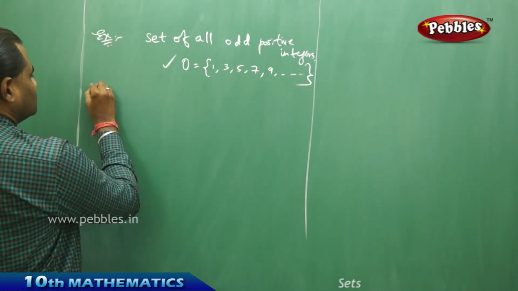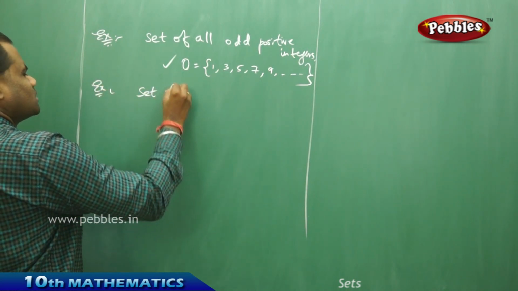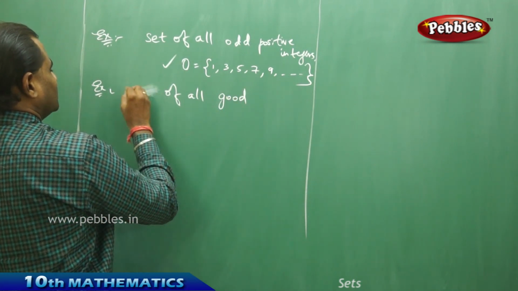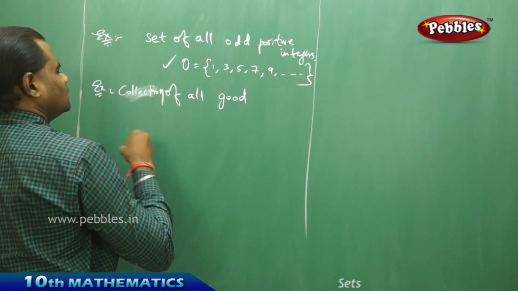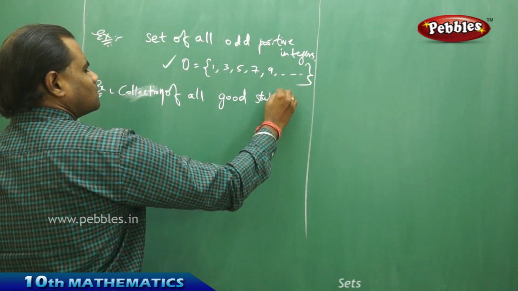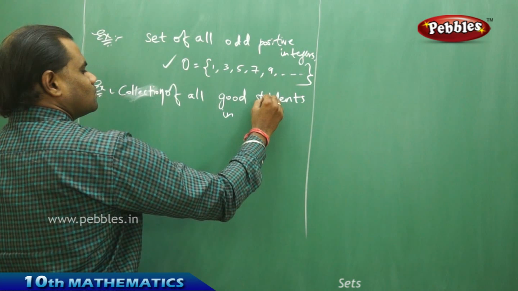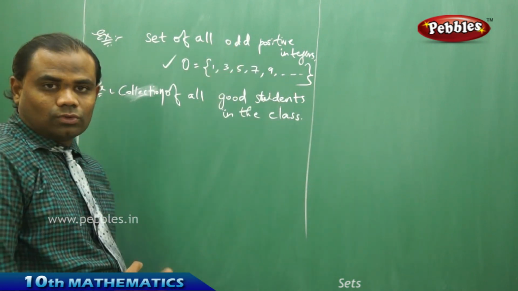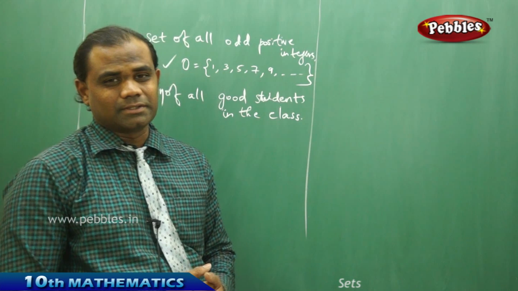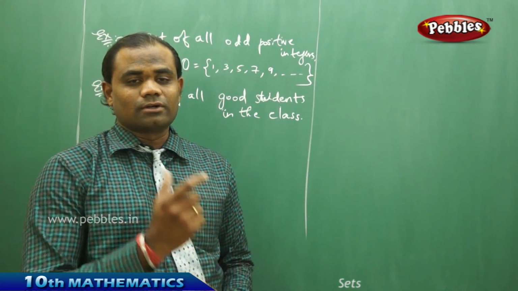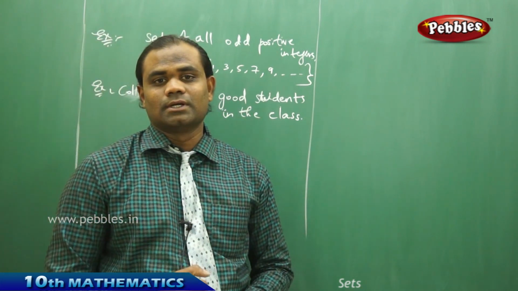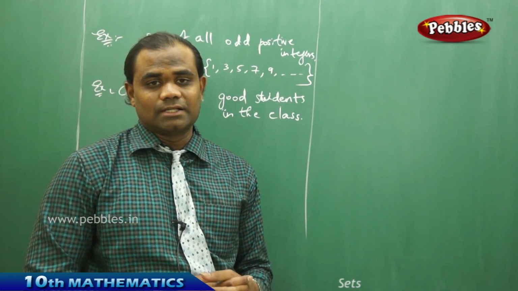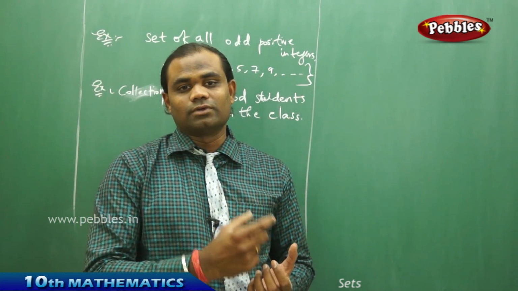So let's take another example: the collection of all good students in the class. So this has to be decided on two different conditions. Students in the class are very much related because they are in one class, but when I say good students, I think it is not easy to pick up who is good and who is bad. Judging good and bad has various factors affecting the justification.